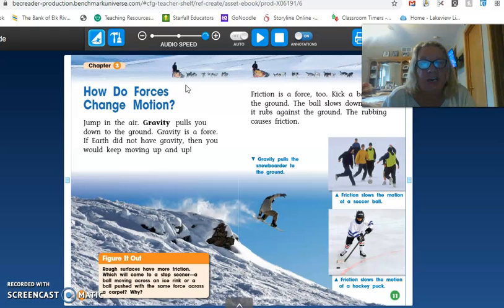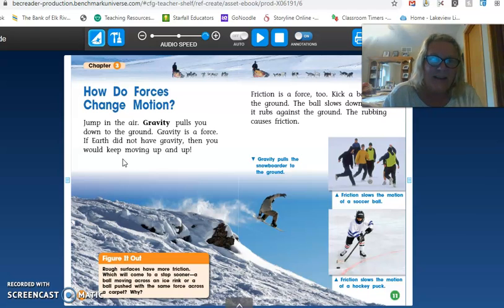How do forces change motion? Jump in the air. Gravity pulls you down to the ground. Gravity is a force. If the earth did not have gravity, boys and girls, what do you think would happen if we did not have gravity that kept us on the ground?